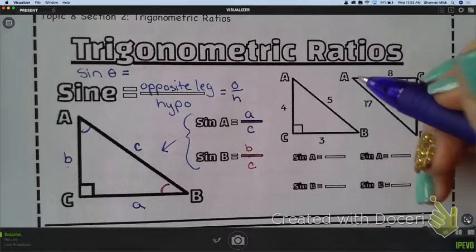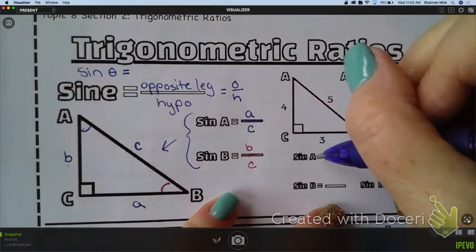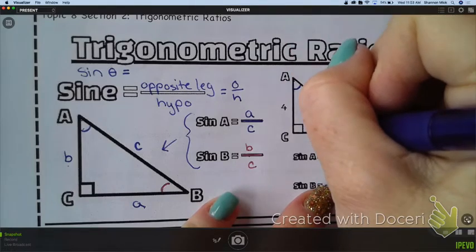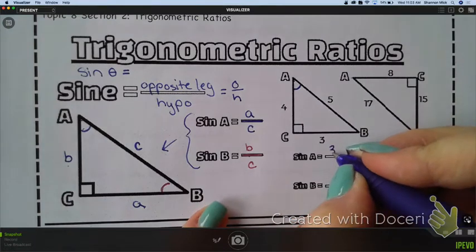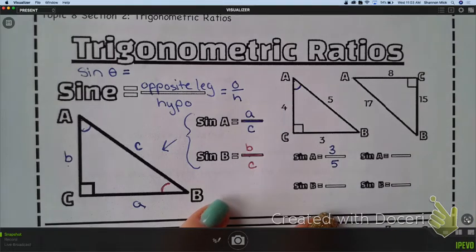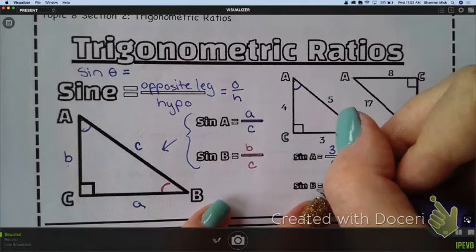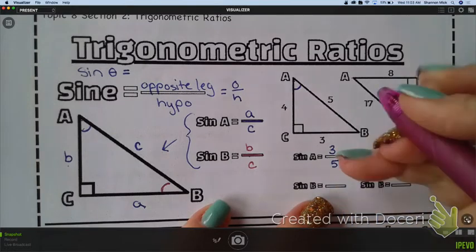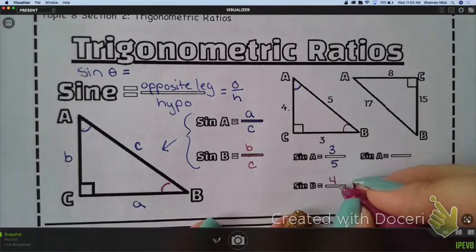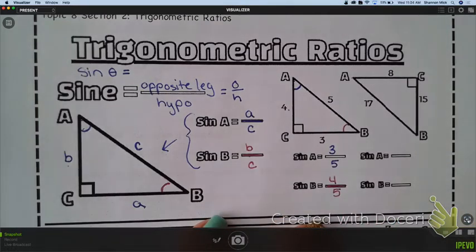So we're going to use the two triangles we're given. Sine of A, well, here's A. The opposite side of A is 3, and the hypotenuse is 5. The hypotenuse is a hypotenuse, nothing else. It's not a leg, it's not an opposite, and it's not adjacent either. Then I'm going to go to B. Angle B is right here, so opposite of angle B is 4. The hypotenuse is 5. So it's 4 over 5. And these are fractions, guys. It's a ratio, 4 to 5.